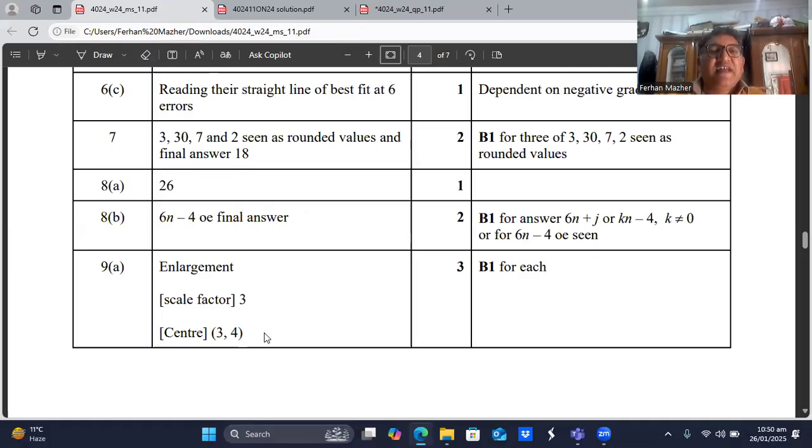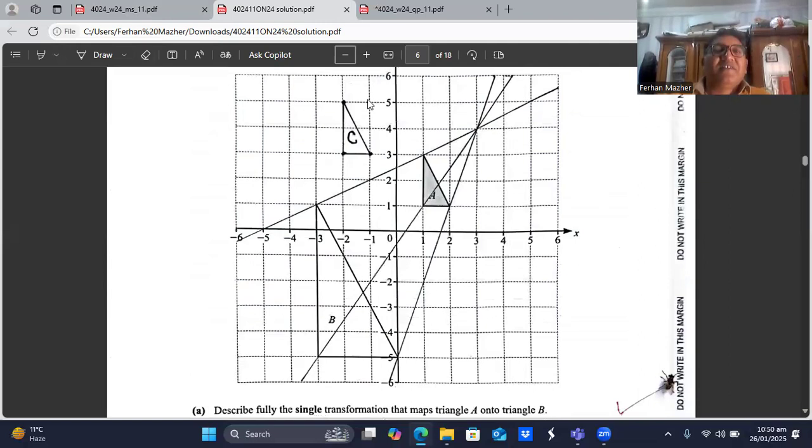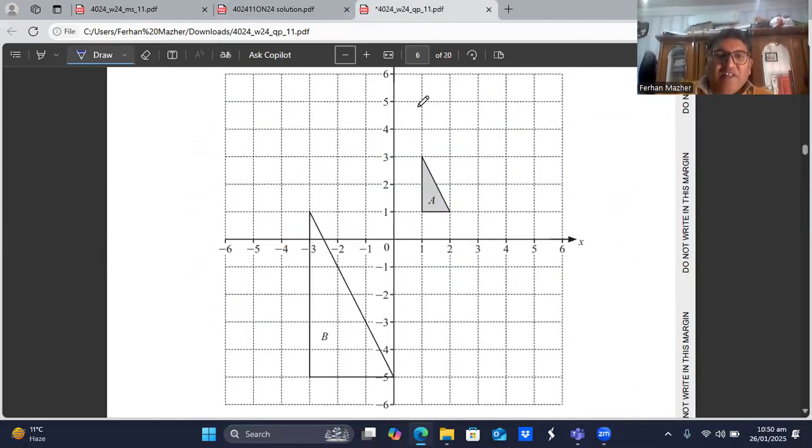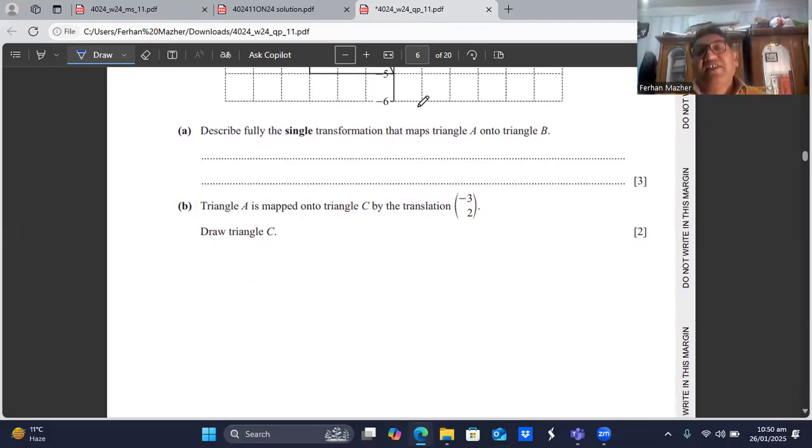Enlargement, scale factor 3, center of enlargement is 3,4, and this is how we write it, and this is how we got it. Okay, now the next part of this question says triangle A is mapped onto triangle C by the translation, and the translation matrix is given as -3, 2. Draw the triangle C. Translation is very simple. Triangle A has 3 vertices. You have to move all those 3 vertices according to this translation matrix. The X value is -3 and the Y value is 2.